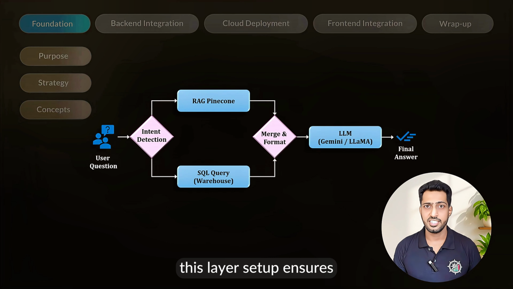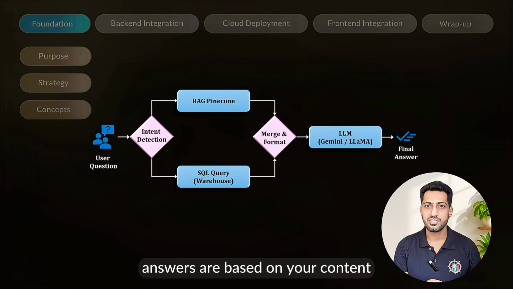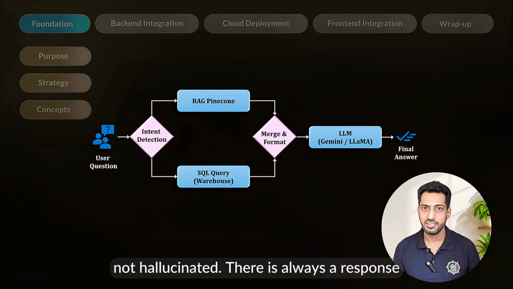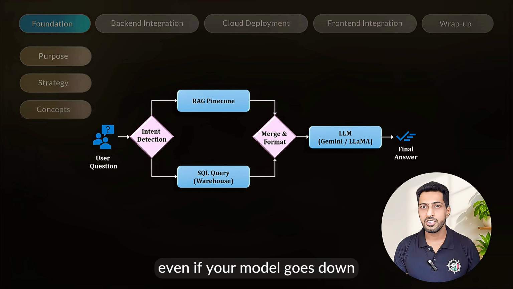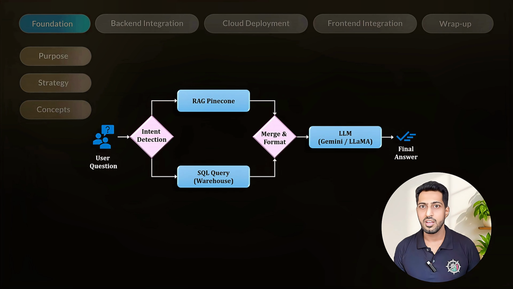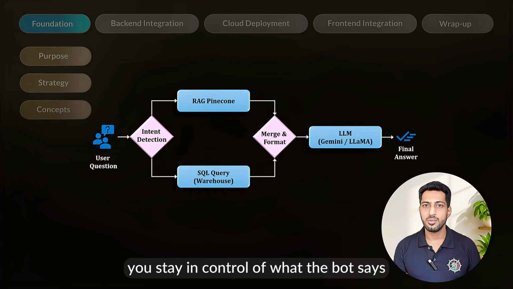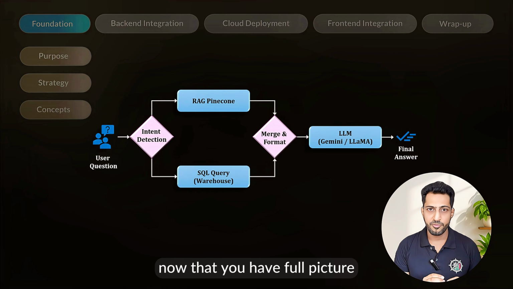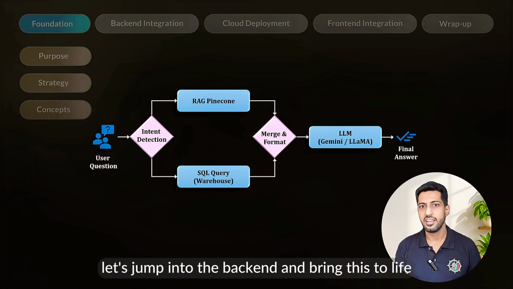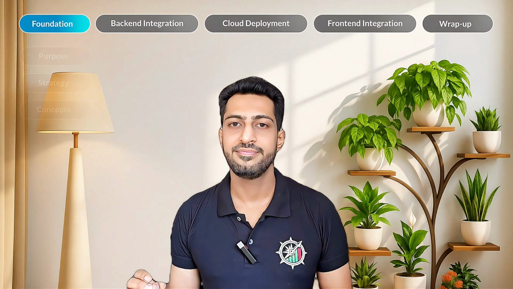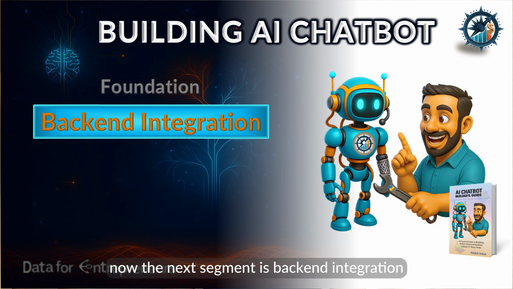This layered setup ensures answers are based on your content, not hallucinated. There is always a response even if your model goes down. You stay in control of what the bot says. Now that you have the full picture, let's jump into the backend and bring this to life. Now the next segment is backend integration.